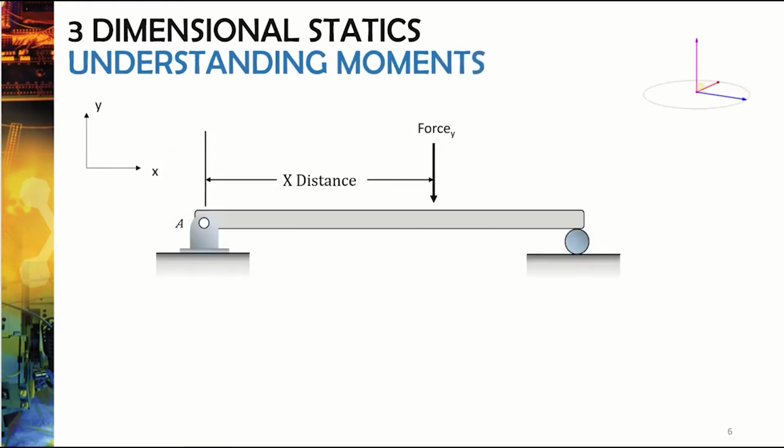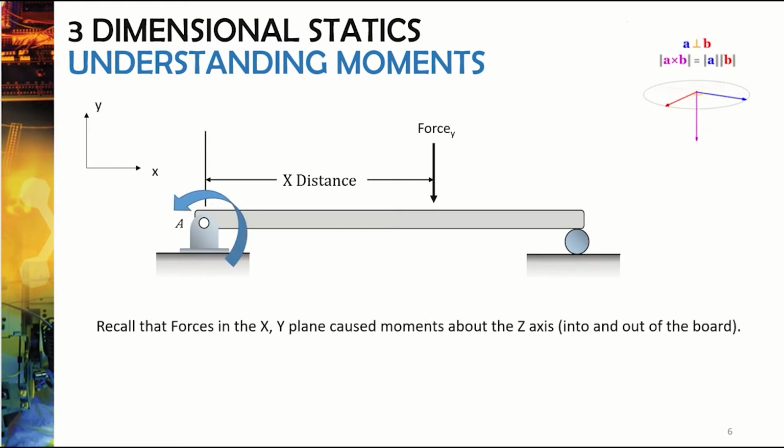So here's an example. Let's look at this beam that's supported by a pin at A and a roller at some unknown spot on the right. If we've got a force in the y direction pushing down that's perpendicular to the beam and it's some distance away from x, we know that that force times that distance is going to cause a moment about point A. Well, that moment is in the z-axis, which is the axis that goes into or out of the board. And effectively, that's exactly what we're talking about.